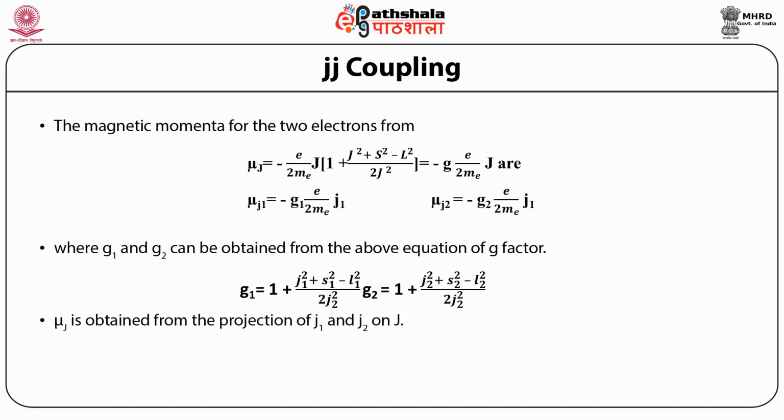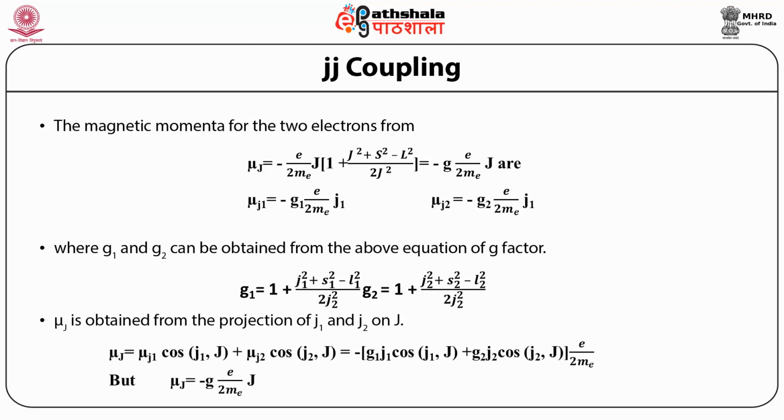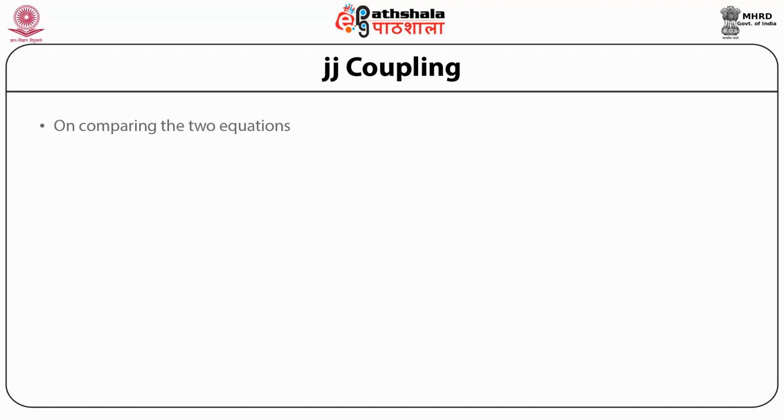Here mu j is obtained from the projection of J1 and J2 on J, and mu j is equal to mu j1 cos of J1J plus mu j2 cos of J2J, is equal to minus g1 J1 cos of J1J plus g2 J2 cos of J2J into e upon 2me. But mu j is equal to minus g e upon 2me J. On comparing the two equations, one gets gJ is equal to g1 J1 cos J1J plus g2 J2 cos J2J.